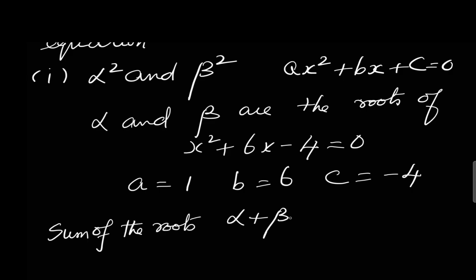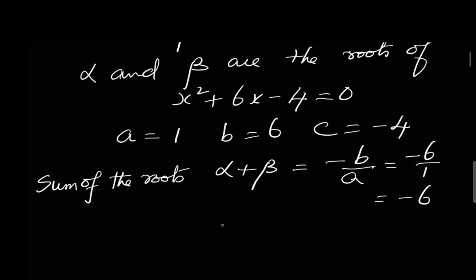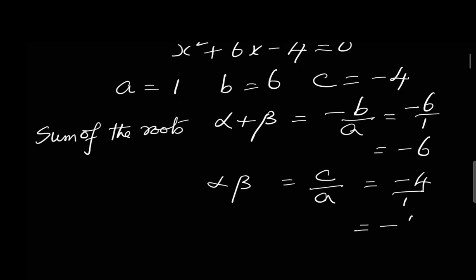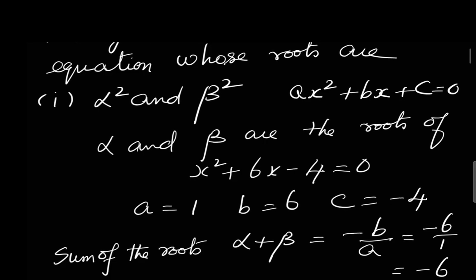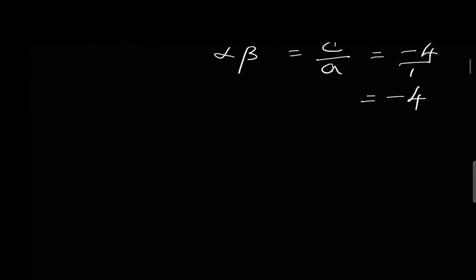Alpha plus beta. Formula: minus b by a. Minus b is minus 6 by 1, that is minus 6. Alpha beta: c by a. c is here minus 4, a is 1. So minus 4. So this is the first statement. Now come to the question. You have to form the quadratic equation whose roots are alpha squared and beta squared.